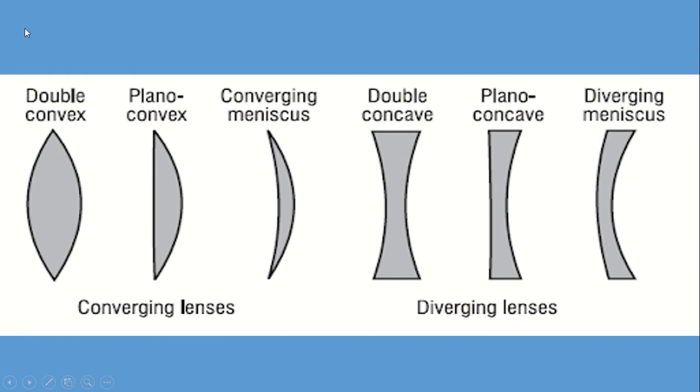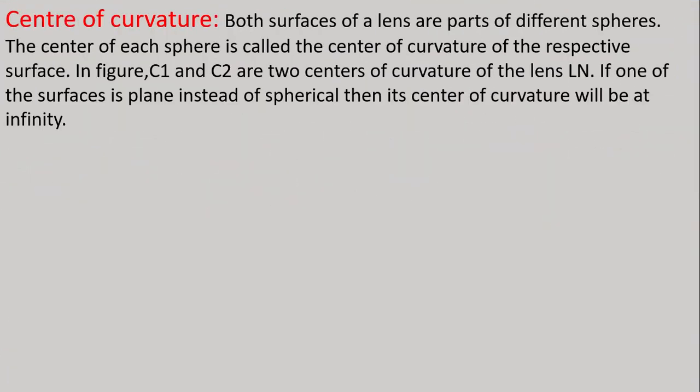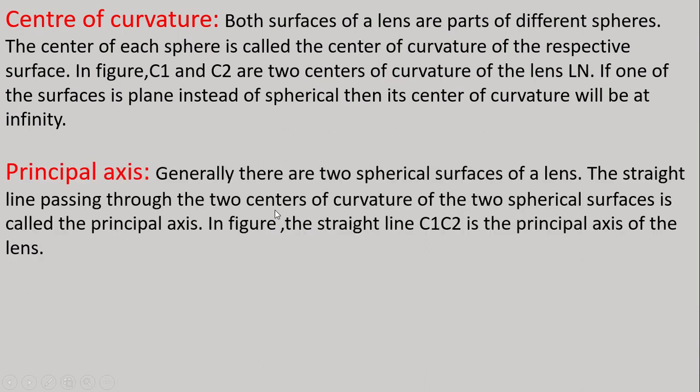Look, there are other types of lens. Double convex, that means both sides are convex. Plano convex, converging meniscus. Double concave, plano concave, diverging meniscus. Now, I will explain about different parts of the lens.